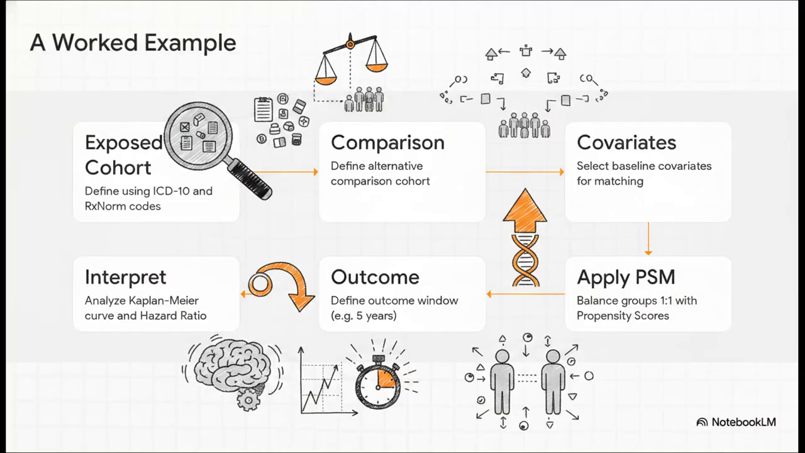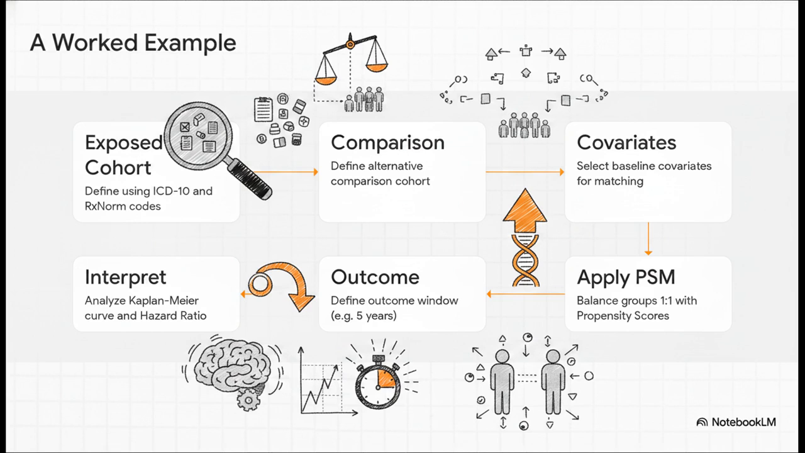And finally, building your first cohort, the grand finale. Let's put the whole shebang together. First up, define your exposed cohort using standardized codes. Second, define your comparison cohort. Third, you select your baseline covariates in a 1-year window right before the index event. Fourth, apply that one-to-one propensity score matching to balance those cohorts out. Fifth, define your outcome within a specific follow-up window. And finally, step 6, you interpret your results.